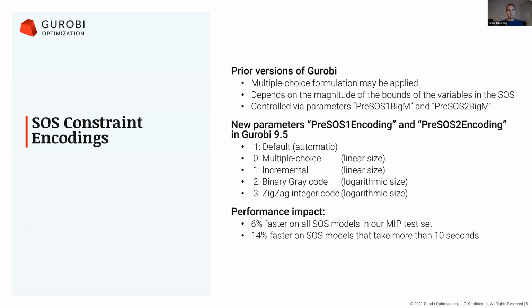Okay, by doing so, we have achieved a 6% performance improvement overall on our SOS test set and 14% improvement on the SOS models that take more than 10 seconds here. So that means in particular, if you have models with piecewise linear constraints where SOS2 plays a big role, then this may help you a lot for solving your models faster.